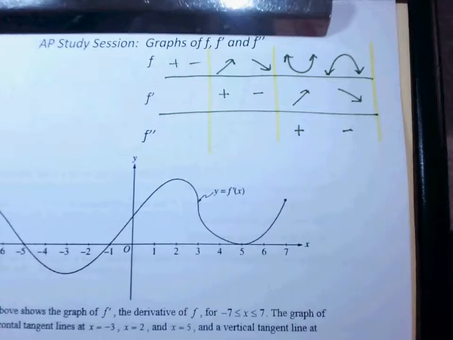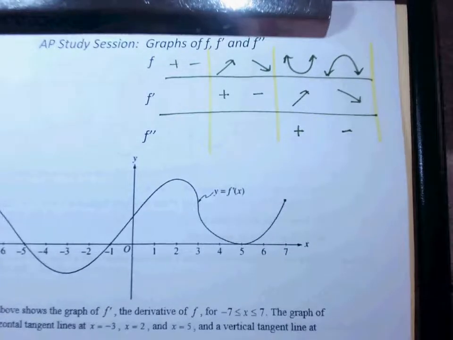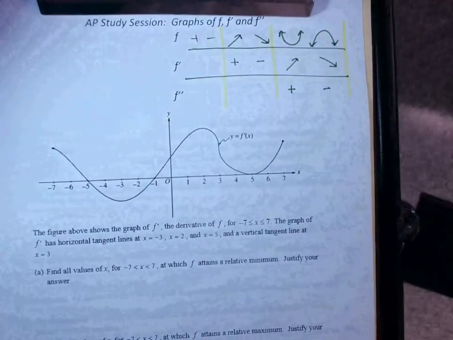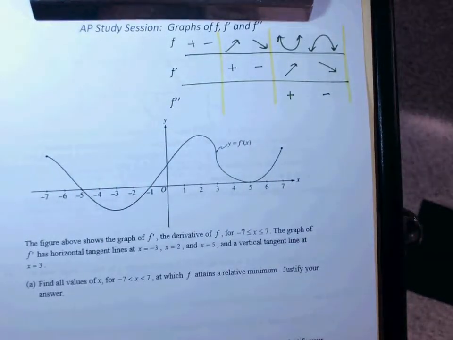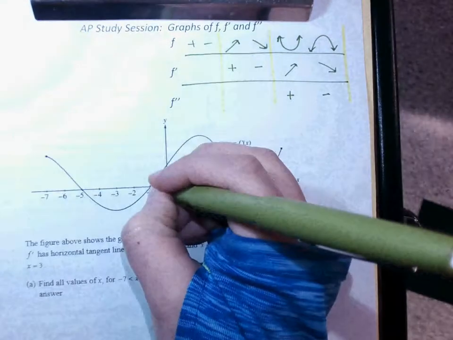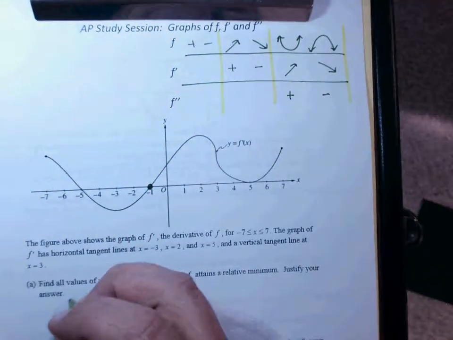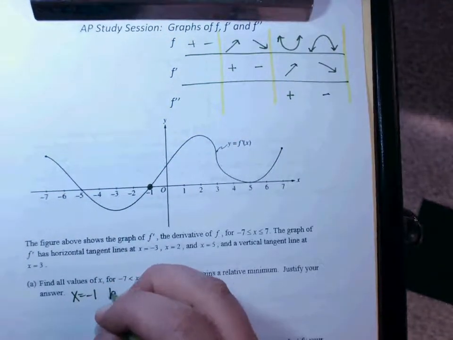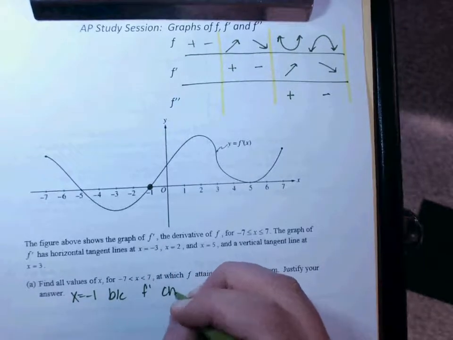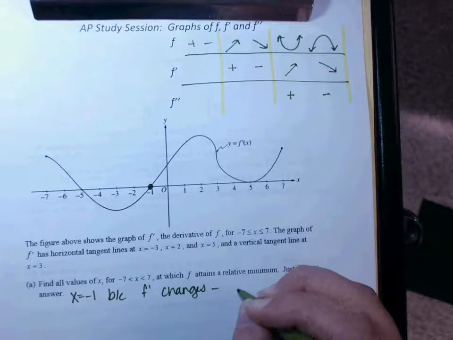The first one should be pretty easy because we did one like this in class. You have a graph of F prime. Part A says to find where you have a relative minimum, and part B says to find a relative maximum. Looking at your graph, where do you have a relative minimum? -1, very good. So x equals -1 because F prime changes from negative to positive.